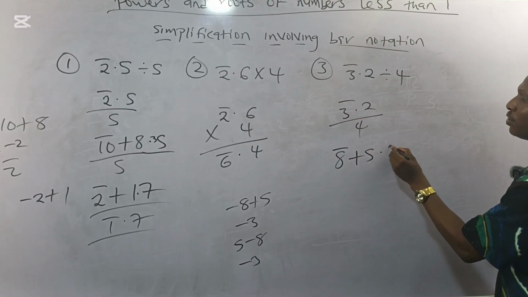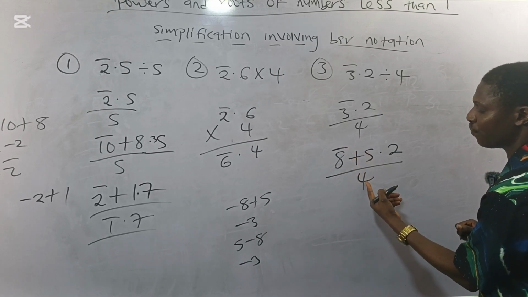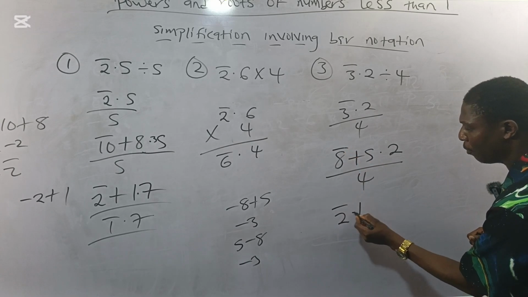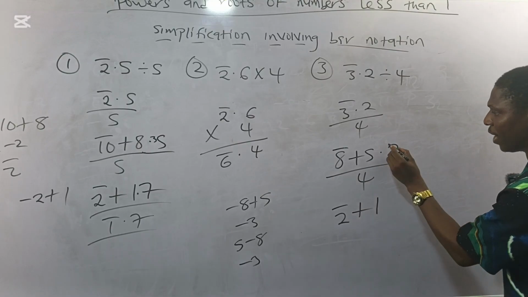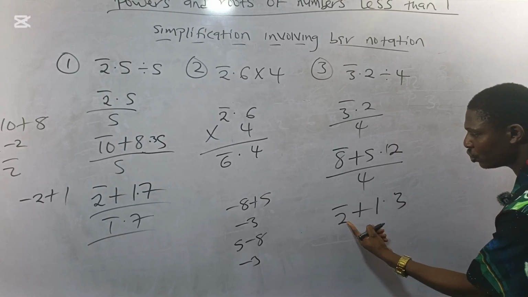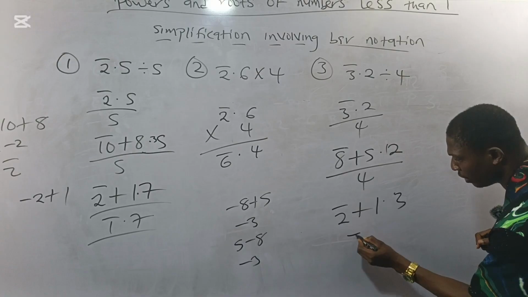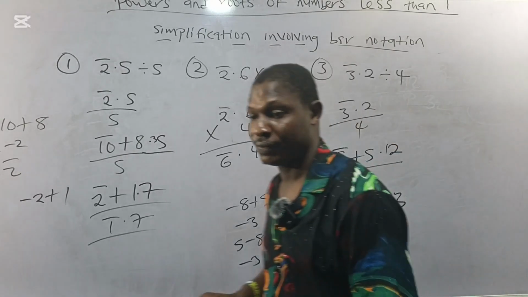So I'll put my decimal point, I'll put my 2 all over what? 4. Bar 8 divided by 4 now will give me bar 2. I'll put my plus sign. 5 divided by 4 is what? 1, remainder 1. Into 12 will give me 3. Now minus 2, which is bar 2 plus 1, will give me minus 1, which is bar 1.3. And this becomes my answer.